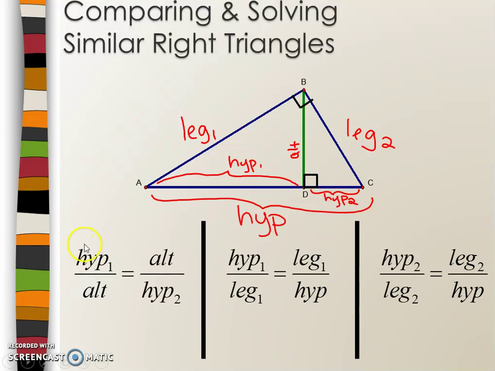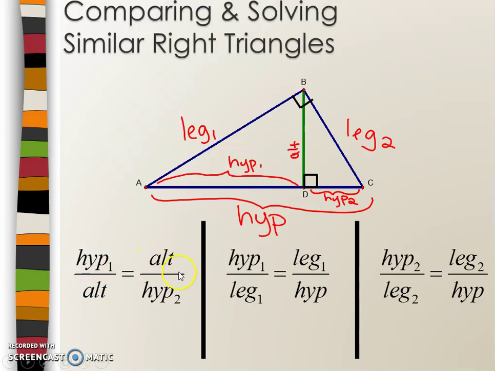So let me repeat this again. Hypotenuse and altitude. Hypotenuse 1 over altitude has the same ratio as altitude over hypotenuse 2, because they share the same altitude here. And then you can see right here, the altitude, they're the same thing here.